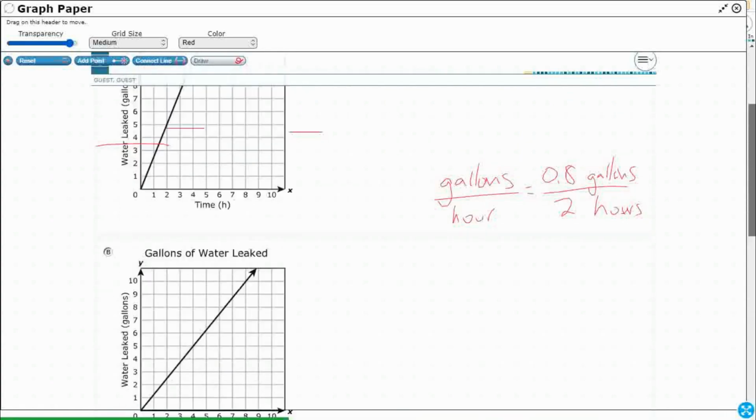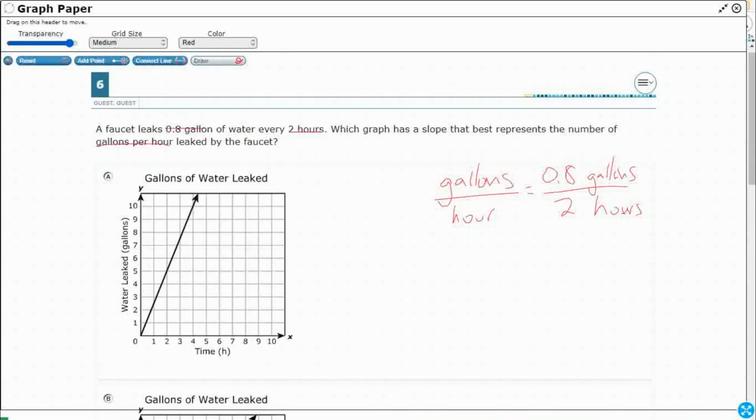All right, so if we wanted to find the unit rate, well, we need to get it down to 1 hour, right? So we need to find an equivalent fraction. So really we're just going to divide top and the bottom by 2. If we divide top and bottom by 2, we can get an equivalent fraction down to 1. So what is half of 0.8? Well, that's just going to be 0.4.